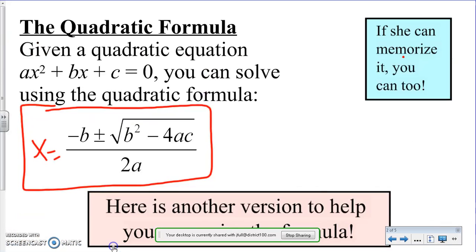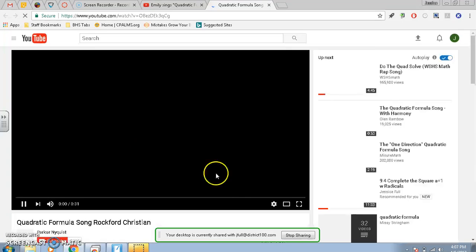Okay, so like I said, if she can memorize it, she's about 3, you can too. Here's another version of that song to help you memorize the formula a little bit easier to understand, and it's also created by a local school.